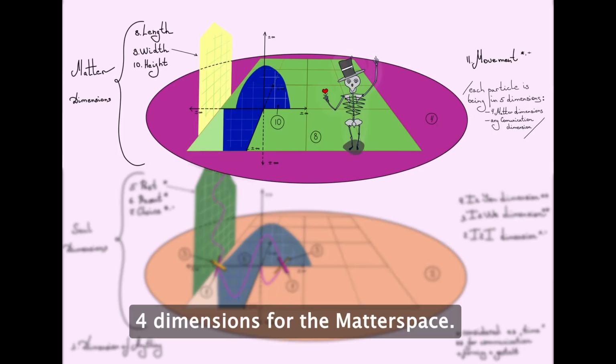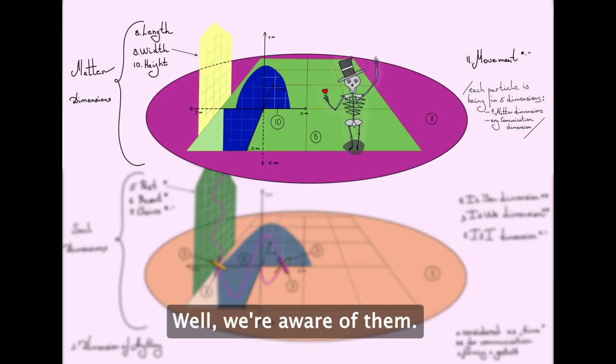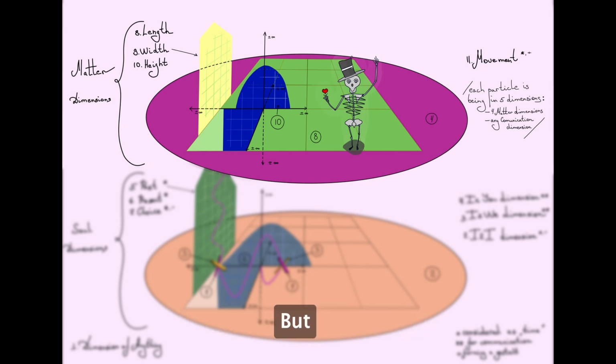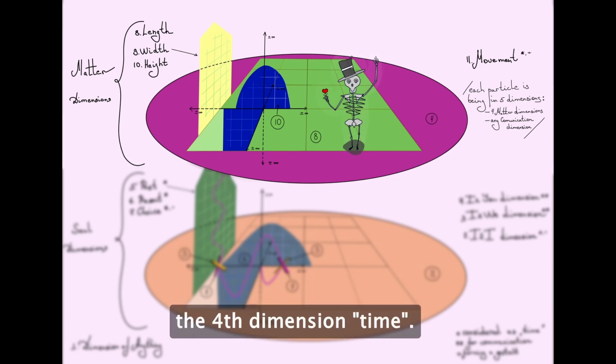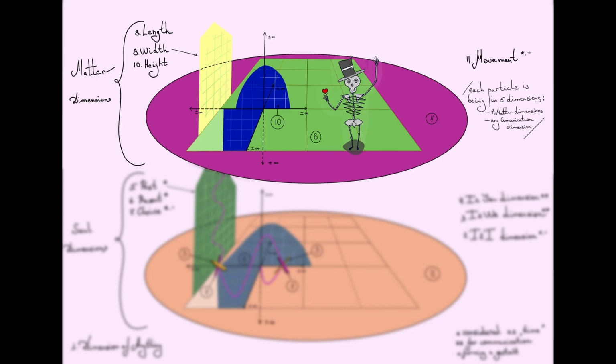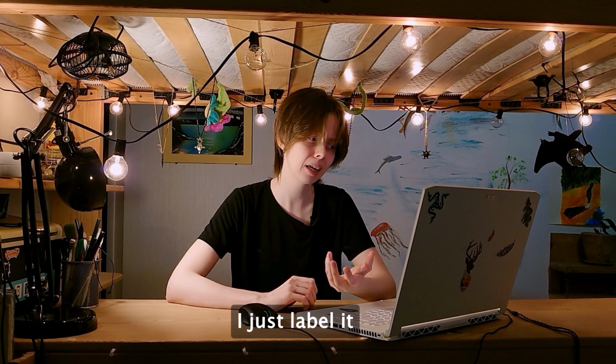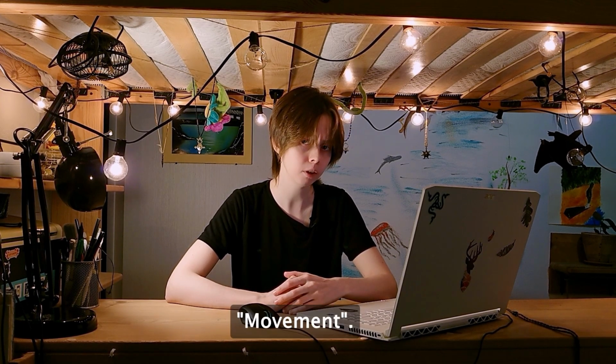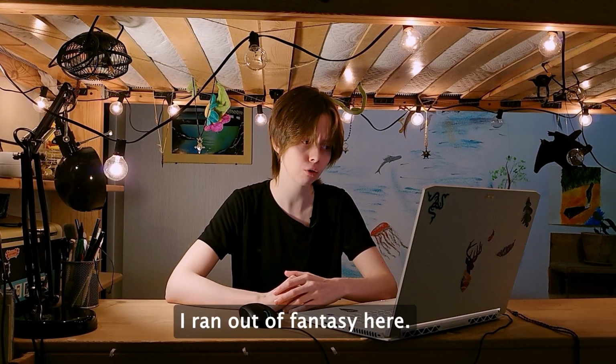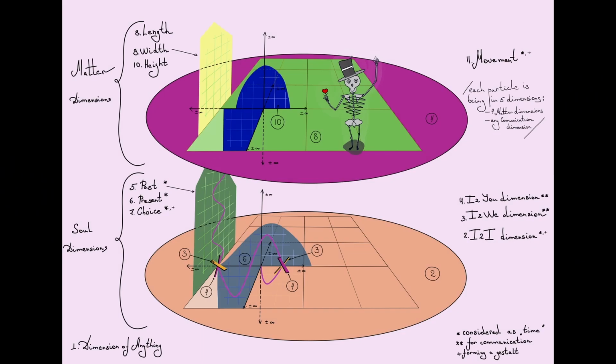4 dimensions for the matter space, well, we're aware of them. But I'm against calling the fourth dimension time. It's about choice making with the help of the matter. So I just label it movement. I ran out of fantasy here. 3 left.